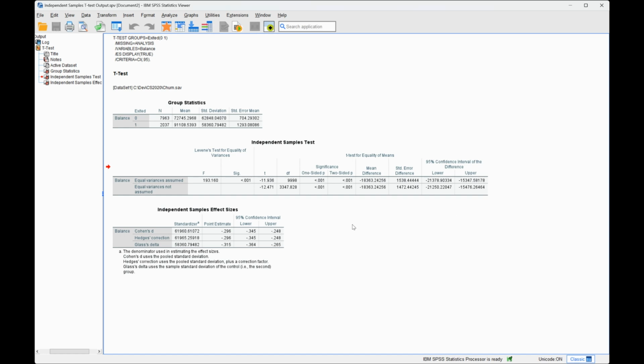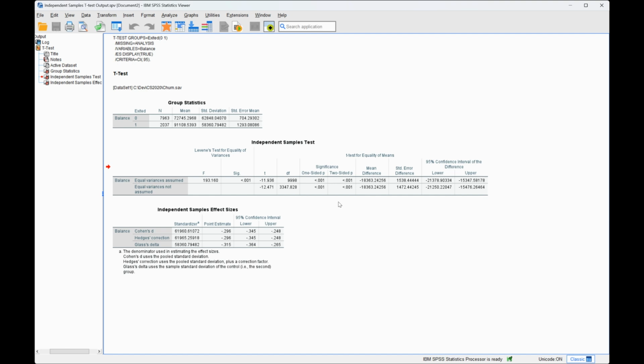Quick note, when it comes to one-sided versus two-sided p-values in SPSS, you'll see both a one-sided p-value and a two-sided p-value. These aren't just different numbers. They reflect different types of questions. A two-sided p-value tests whether there is any difference, either higher or lower. It's the default for most analysis. In our case, we asked, is there a difference in account balances, without saying whether exited customers would have more or less?